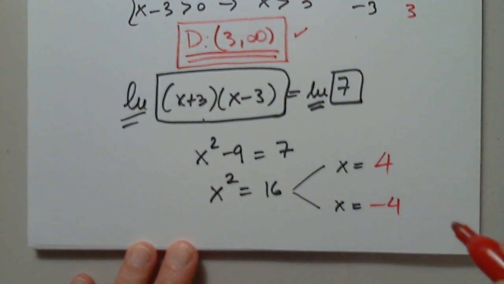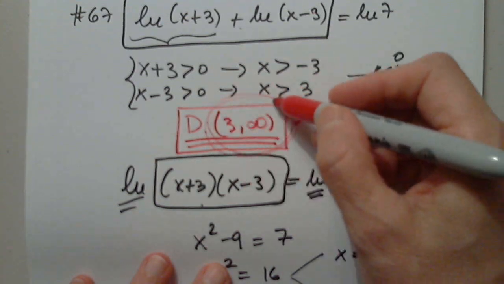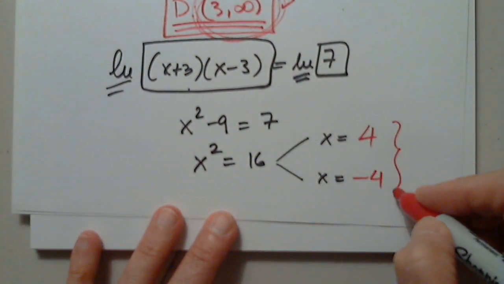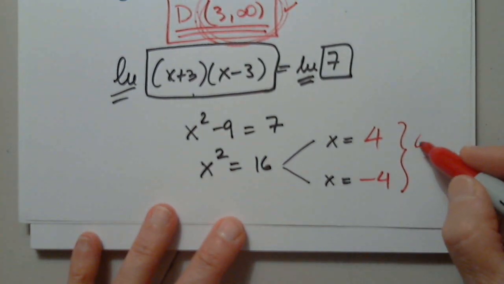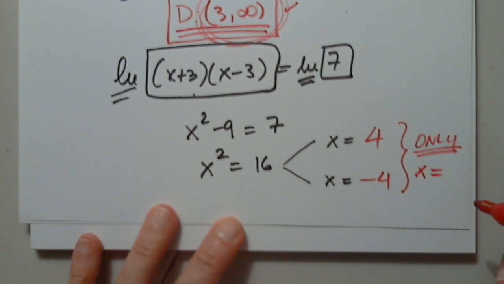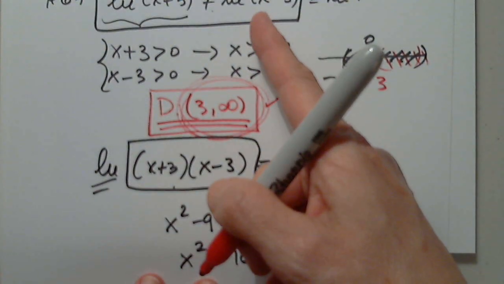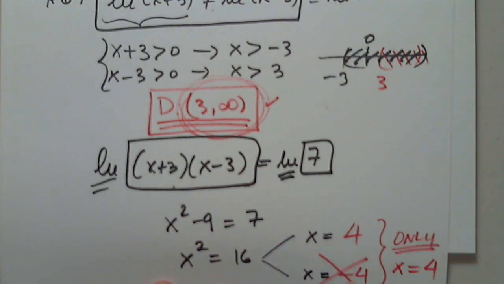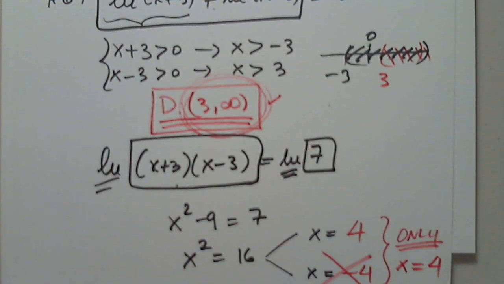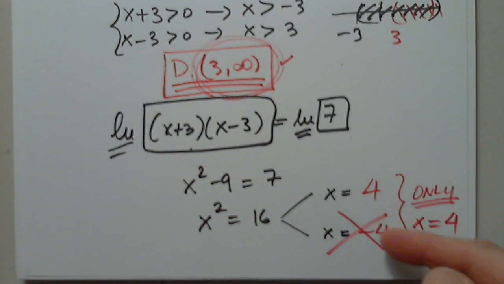What are they? 4, -4. Thank you, brilliant. However, look carefully and say, only x equals 4. -4 is not in the domain. If you plug it here, -4 minus 3, you cannot take the natural log of -7. If you plug it in here, -4 plus 3, you cannot take the natural log of -1. I just want to show you. The calculator will scream very loudly. It will say, lady, you lost your mind. So you either state the domain or you check back in the original problem.